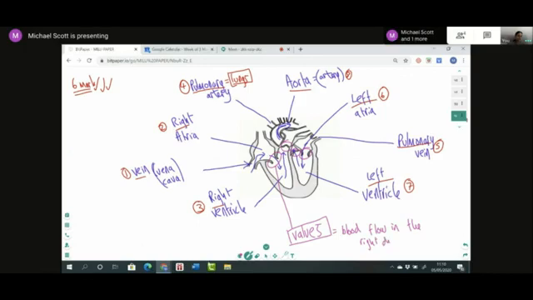Again, you do not want blood flowing backwards in the heart. It's these valves here. It's the valves here that keep the blood flowing in the right direction.